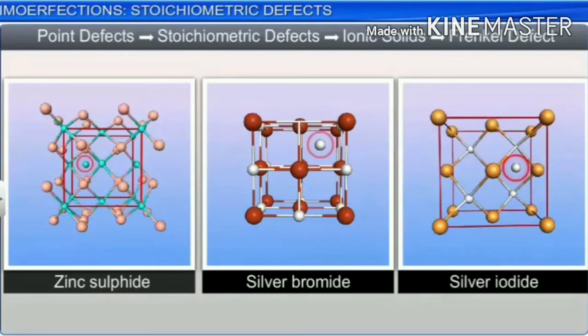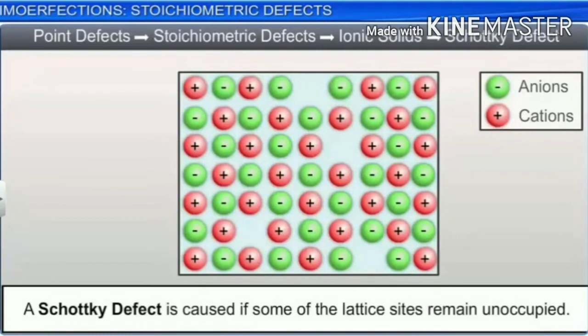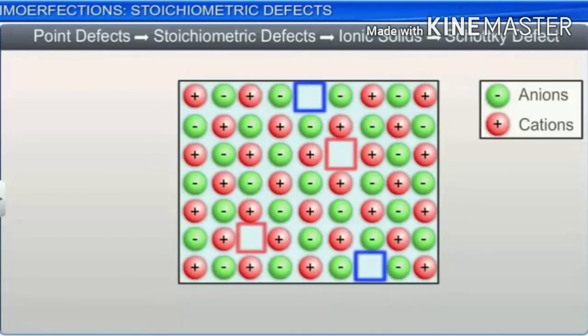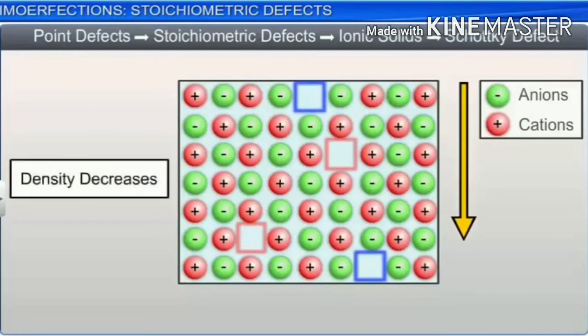A Schottky defect is caused if some of the lattice sites remain unoccupied. The number of missing positive ions is equal to the number of missing negative ions, and thus the crystal remains electrically neutral. Unlike a Frenkel defect, a Schottky defect causes a decrease in the density of a substance. This defect is commonly observed in compounds in which the cations and the anions are of almost the same size.